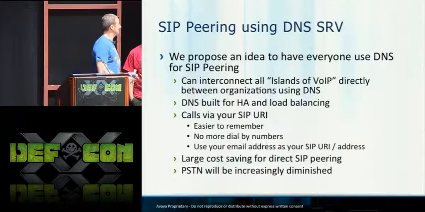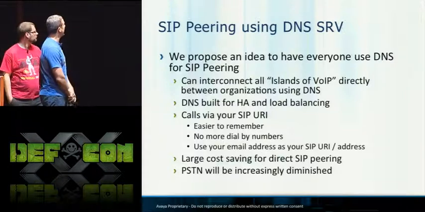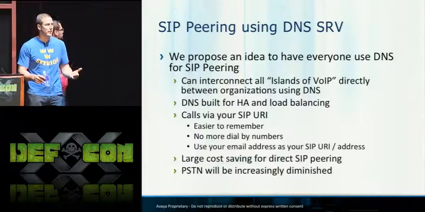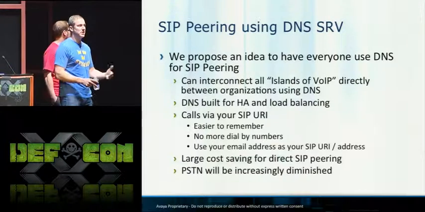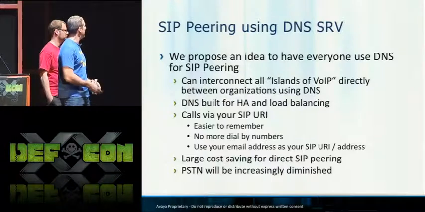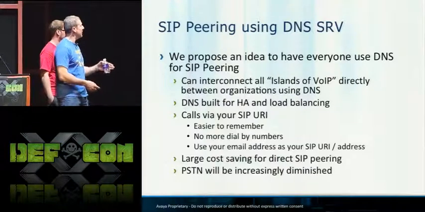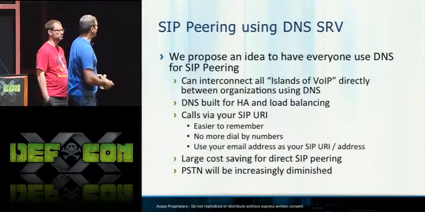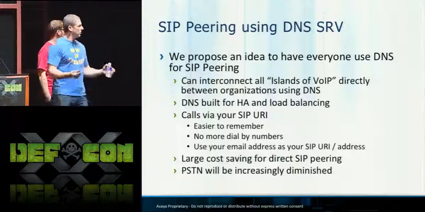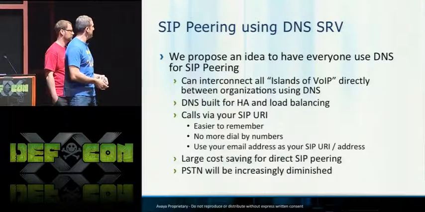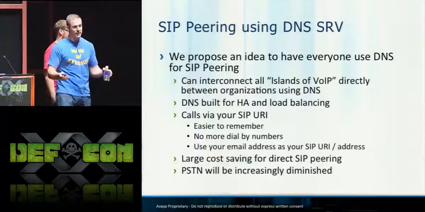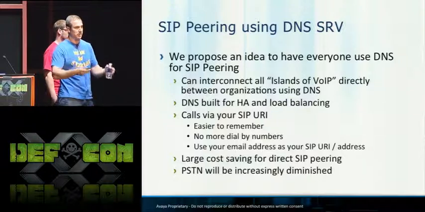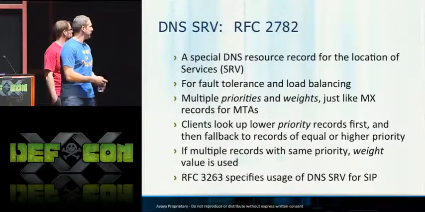So this is how it works here. We can interconnect all the islands of VoIP directly using DNS. DNS is built for high availability and load balancing. It's already supported. It's a resilient protocol that's lasted for a very long time. So we can call via your SIP URI, call via your email address, so not calling by your number, and no more dialing by number. It's easier to remember, and it matches your email address and your SIP URI. There's a large cost savings of direct SIP peering using this method and not having to pay your PSTN carrier. And then the PSTN will be increasingly diminished.